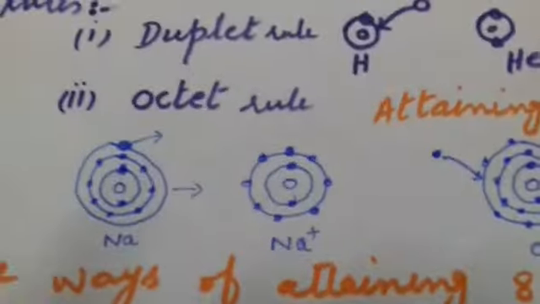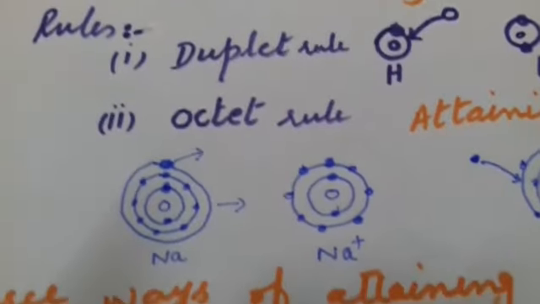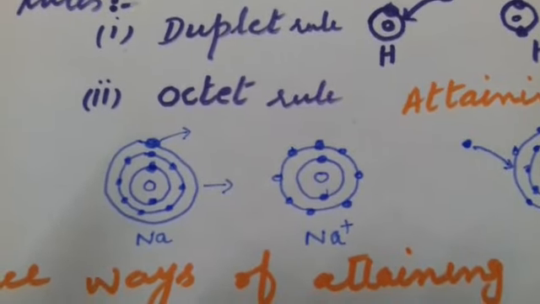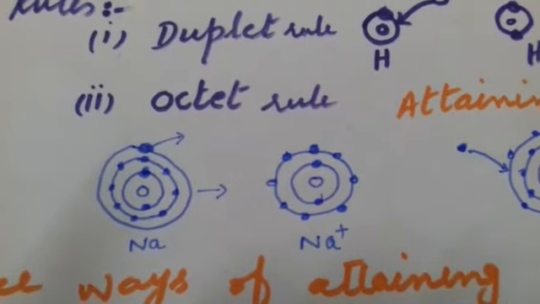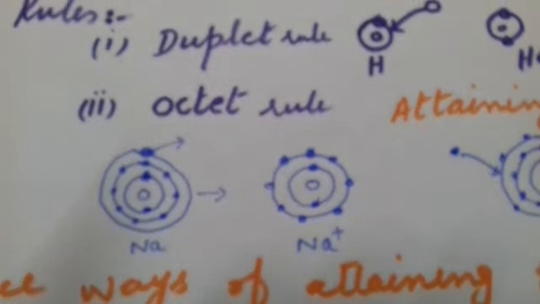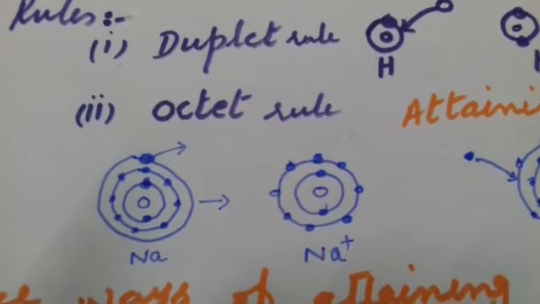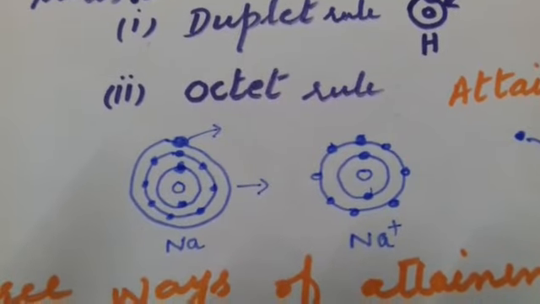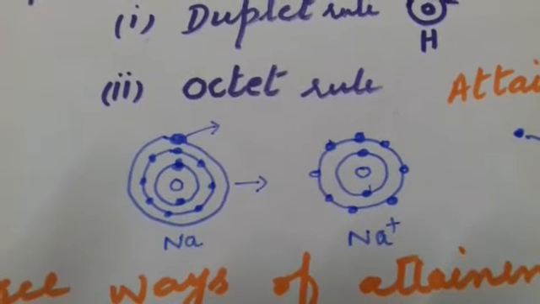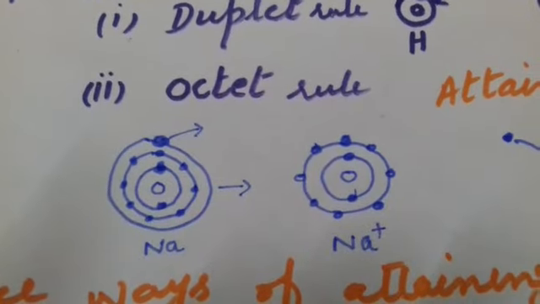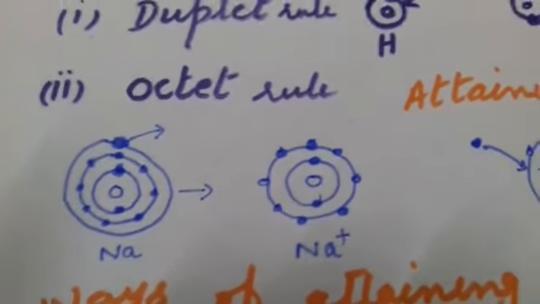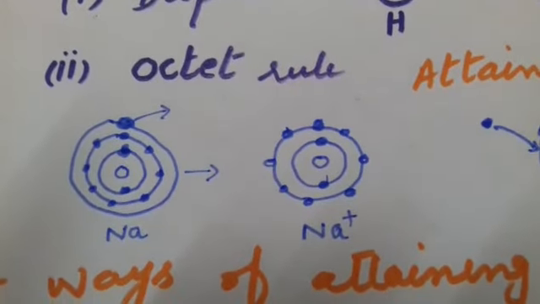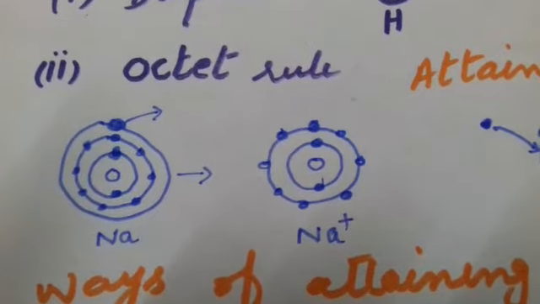Now we come to the second rule, that is the octet rule. The name octet is derived from the word octa, meaning 8. It means the elements which obey the octet rule should have 8 electrons in their outermost shell. Here I have given the example of sodium. Sodium has 1 electron in its outermost shell. It can release its outermost electron. Then the valence shell will vanish and the second orbit will have 8 electrons, hence it will be stable.